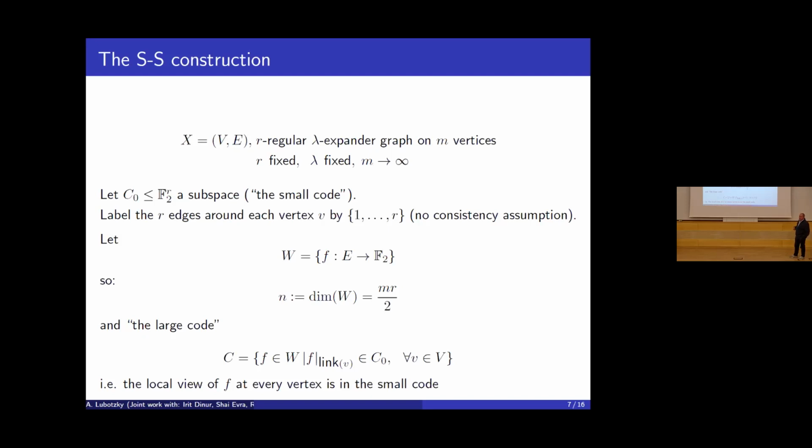Now I'm defining the code that we really want, the big code, the large code. This is going to be all the functions f in W such that f restricted to the link of v is in C0 for every v in V. Namely, for every vertex v, the local view of that vertex, you see, if this vertex looks around, he sees 0 and 1 on the places 1 up to R. So he sees a vector in F2 to the R. We require that this vector will be inside this small code C0 that we picked in advance.